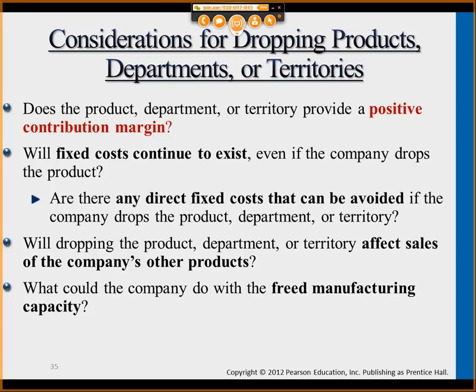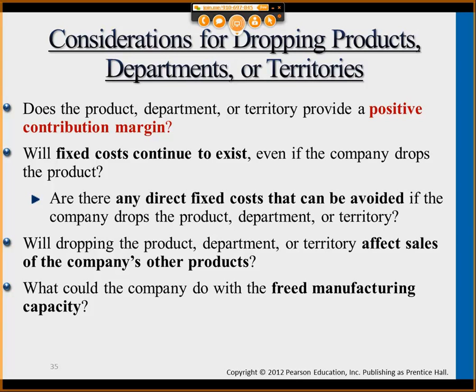The second question: will fixed costs continue to exist even if the company drops the product? This is very important because while we think that something is bringing a loss, it is necessary to understand that when we remove that product, territory, or department, the company will no longer be at a loss. So we need to understand the circumstances behind that product having an operating loss.